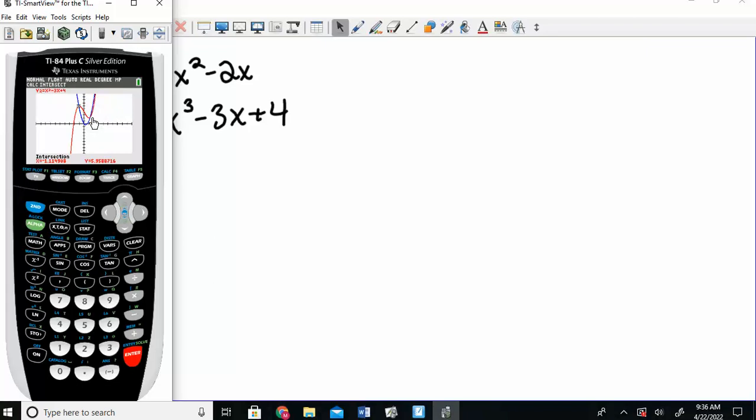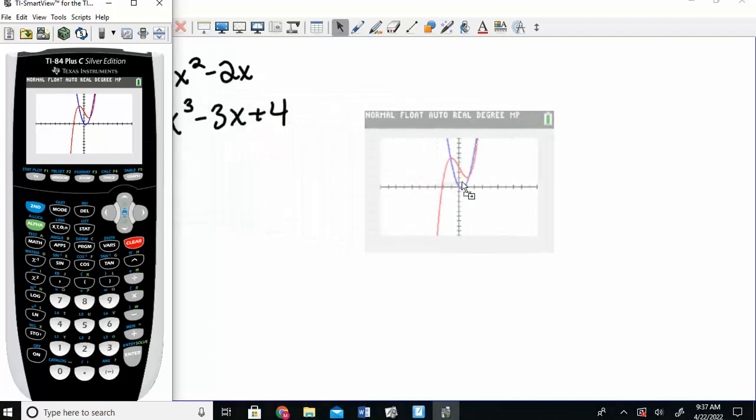Okay, now we need to find when this stops. So we have to find this next intersection. We're going to do the same thing. Second, trace, except my calculator froze, so I can't do it up here for you. So go to second, trace, intersect, which is number 5. First curve, hit enter. Second curve, hit enter. Guess.